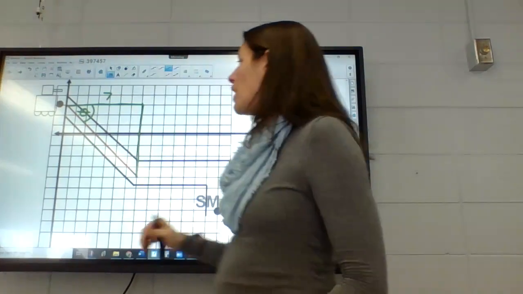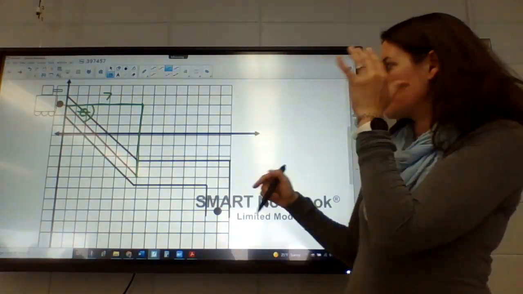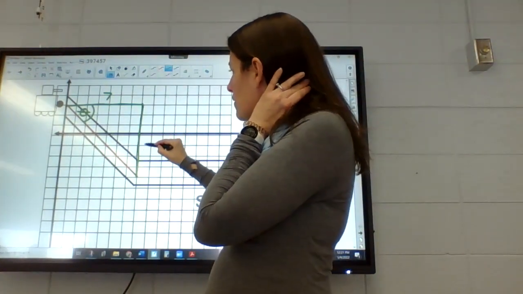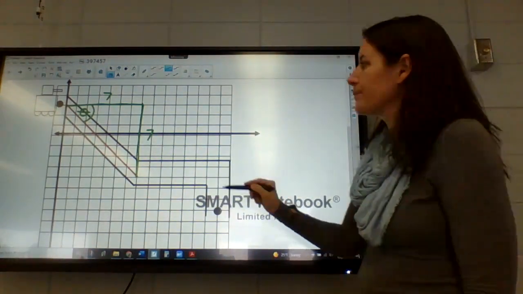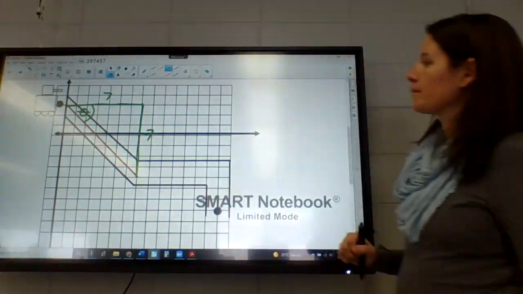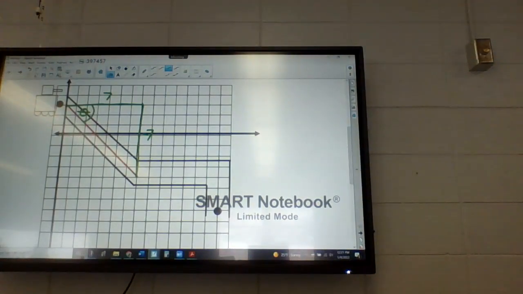So I went 7 across. Now it just depends where exactly you ended up. 7 down. Now I didn't mean for this to work out so nicely, but it did. But 7 and 7 tells me already what that angle is going to be. Yeah, it's going to be a 45-degree angle. So I already know the angle.